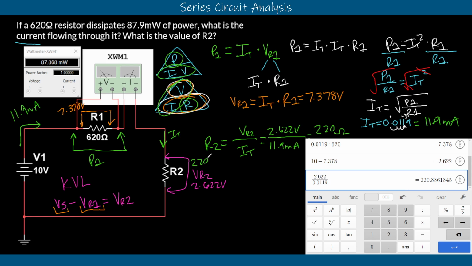It's 220 ohms. And at this point, you can find your total resistance and you can double check all your other values if you wanted to kind of cross check that. That is what we want. Questions?